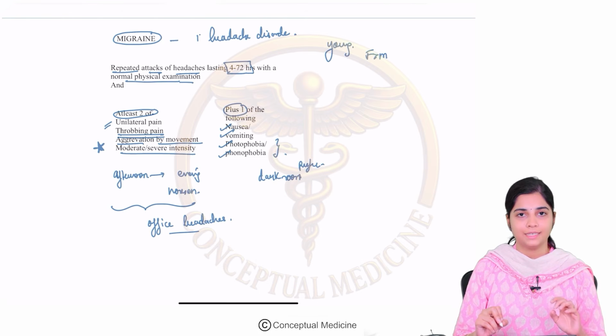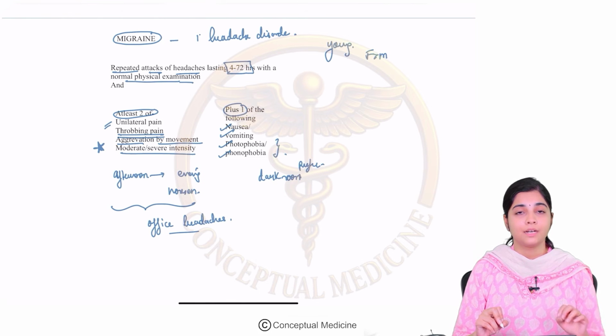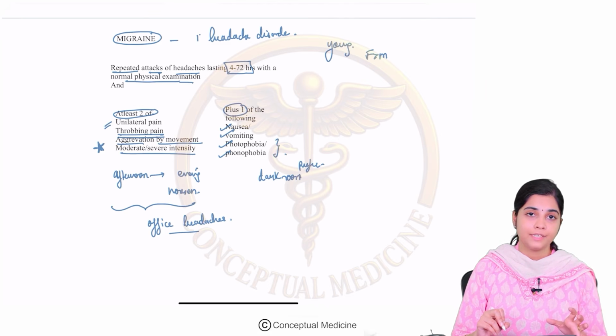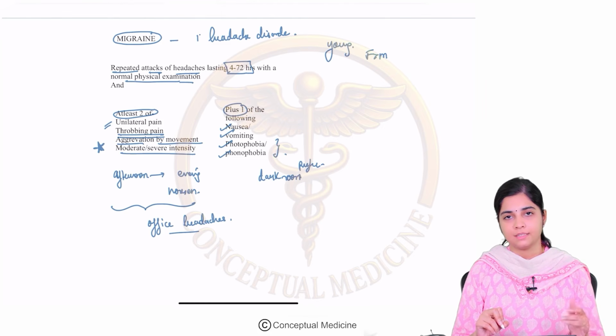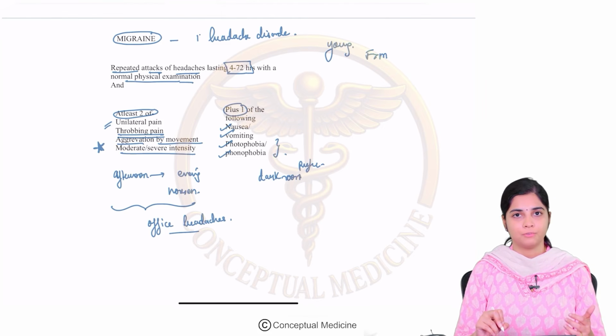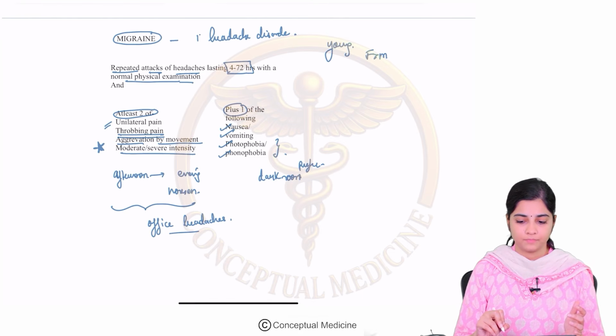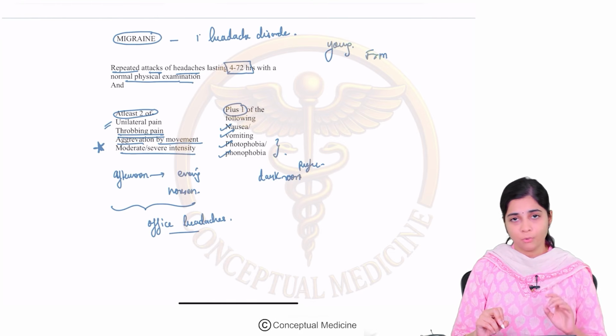So what are migraine headaches? They are unilateral in onset, throbbing type of headache which is moderate to severe in intensity, aggravated by movement, relieved by rest, characterized by nausea, vomiting, photophobia, phonophobia. And remember, these headaches are quite debilitating. Okay, so this is about what is migraine.